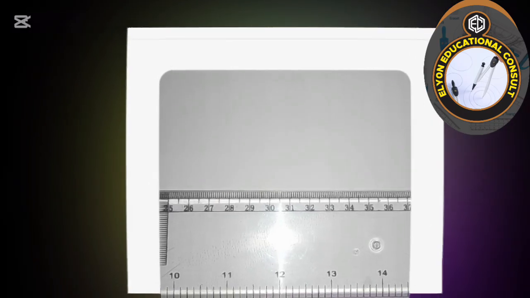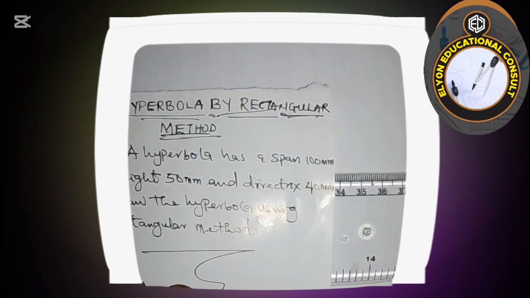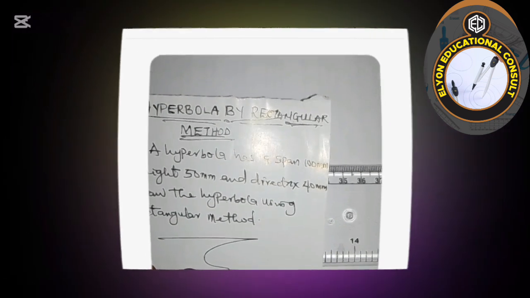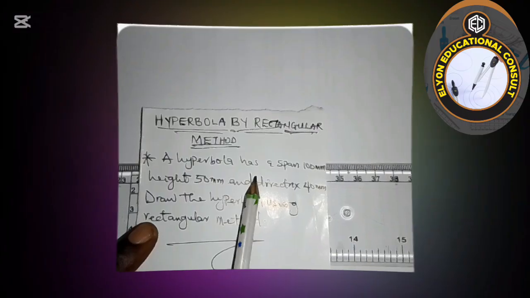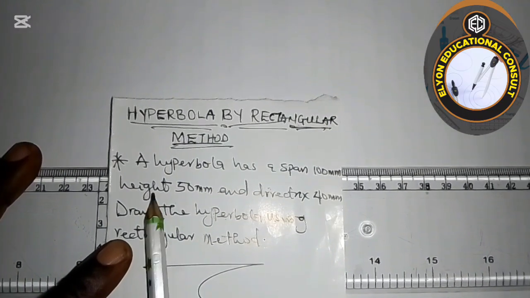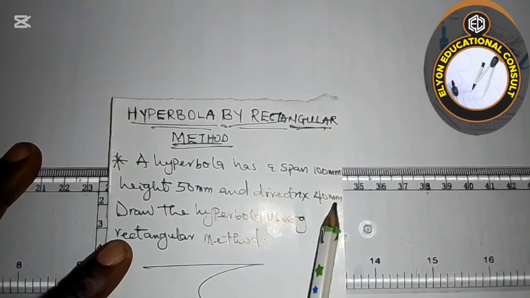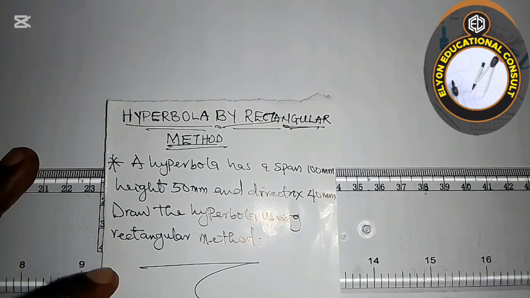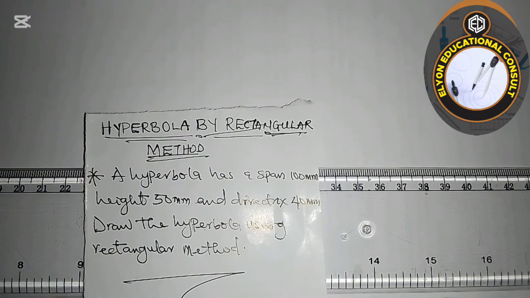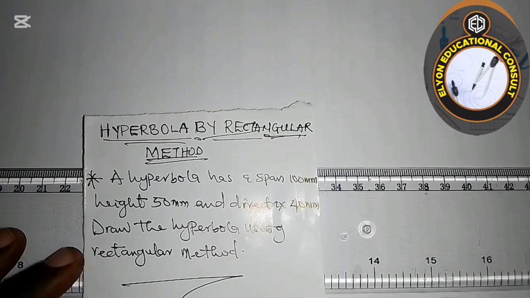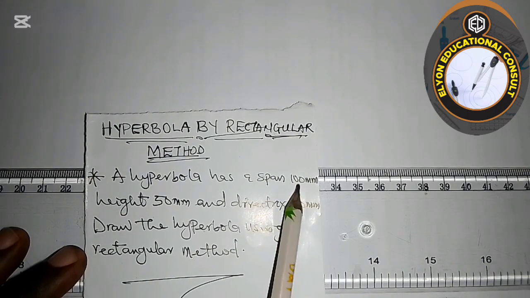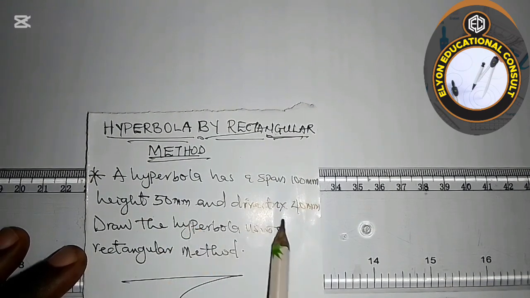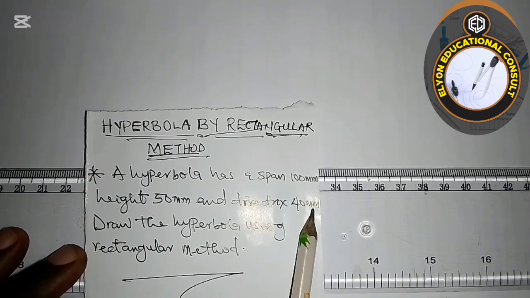In this video I'm going to be constructing a hyperbola by the rectangular method. We have a question here. The question says a hyperbola has a span of 100 mm, height 50 mm and directrix 40 mm. Draw the hyperbola using the rectangular method. This is not the eccentricity method, so there won't be need for the eccentricity. We are only using the rectangular method here because we are given the span, the height and the directrix to be 40 mm.